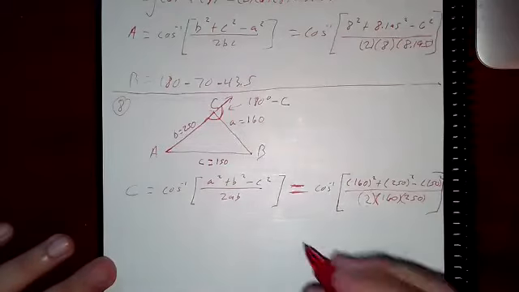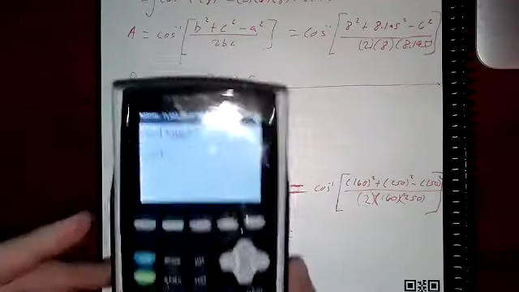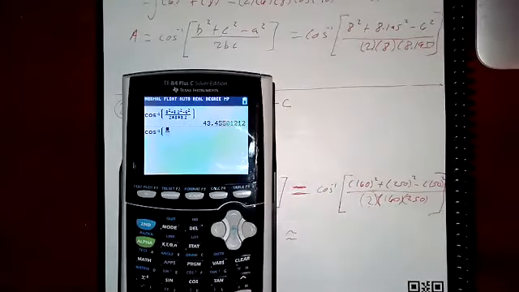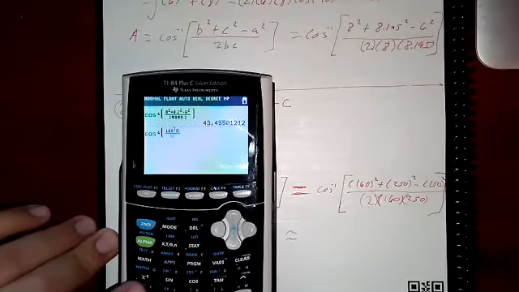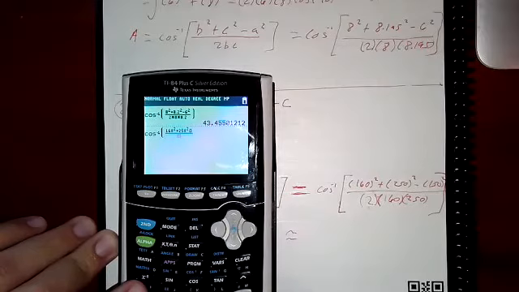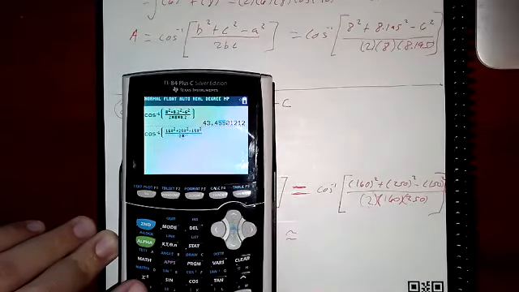All right, so that will be approximately something. Let's figure it out. Hope it's all good. Okay, so that'll be 160 squared plus 250 squared minus 150 squared over 2 times 160 times 250.